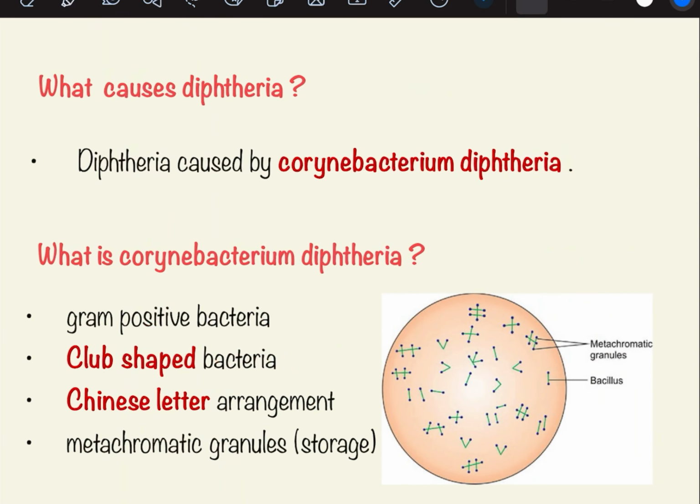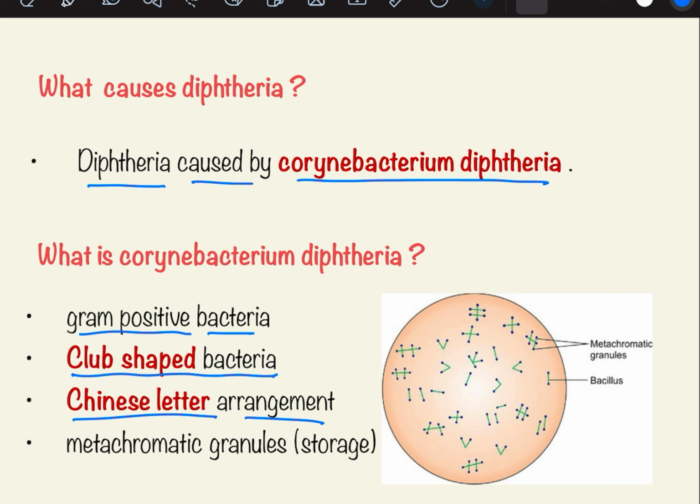What causes diphtheria? Diphtheria is caused by Corynebacterium diphtheriae. It is a gram-positive, club-shaped bacterium. Club-shaped means it has a rod with swelling at the top. It has a Chinese letter arrangement. It has metachromatic granules, which you can observe in this diagram as the swelling on the top of the rod. They are generally used for storage.